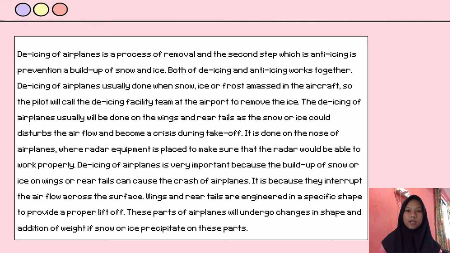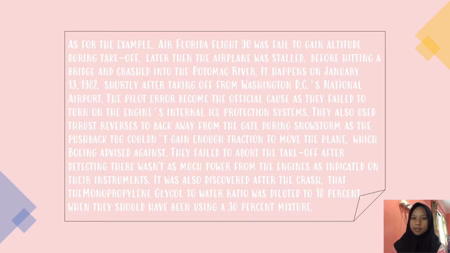These parts of a plane will undergo changes in shape and addition of weight if snow or ice precipitate on them. For example, Air Florida Flight 90 failed to gain altitude during takeoff. Later, the airplane stalled before hitting a bridge and crashed into the Potomac River. It happened on January 13, 1982, shortly after taking off from Washington National Airport. The pilot error became the official cause because they failed to turn on the engine's internal ice protection system.